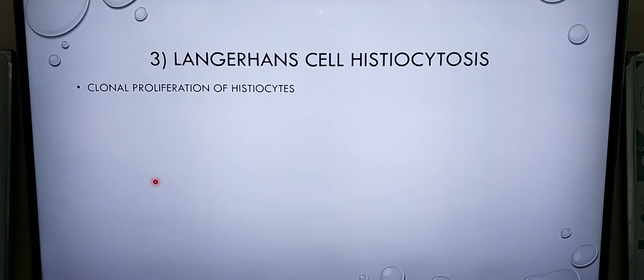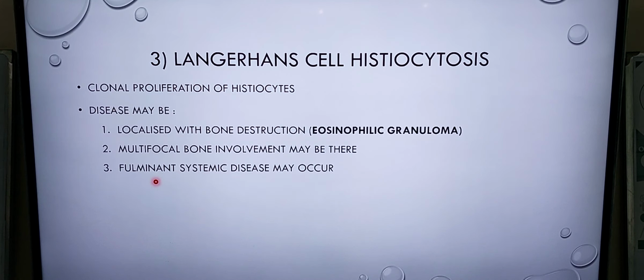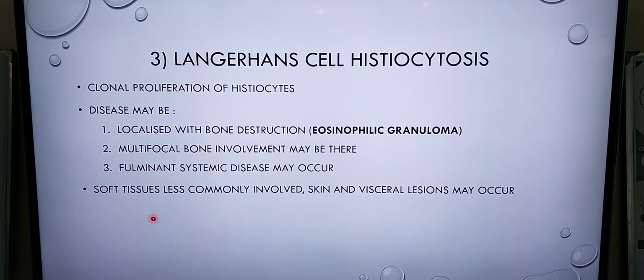It is a clonal proliferation of histiocytes. Histiocytes are macrophages in the skin. The disease may have three forms. Either it may be localized to the orbit with bony destruction, known as eosinophilic granuloma, or it may manifest as multifocal bone involvement. Thirdly, a systemic full-blown disease may be found.